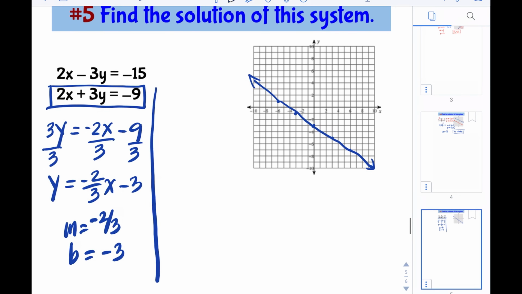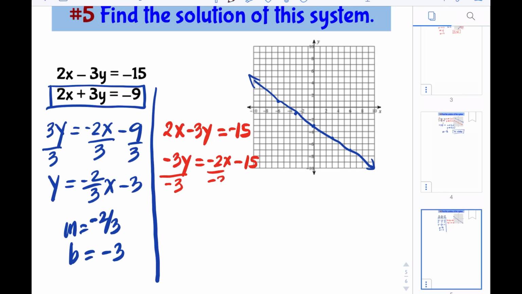Now let's go to the first equation. Our first equation is 2x minus 3y is equal to negative 15. Again, we're going to change it to y equals mx plus b form. So we have negative 3y equals negative 2x minus 15. Now we divide both sides by negative 3. So our equation is y equals 2/3 x, that becomes positive, plus 5. So when we graph this, our y-intercept is 5, and the slope is 2/3.